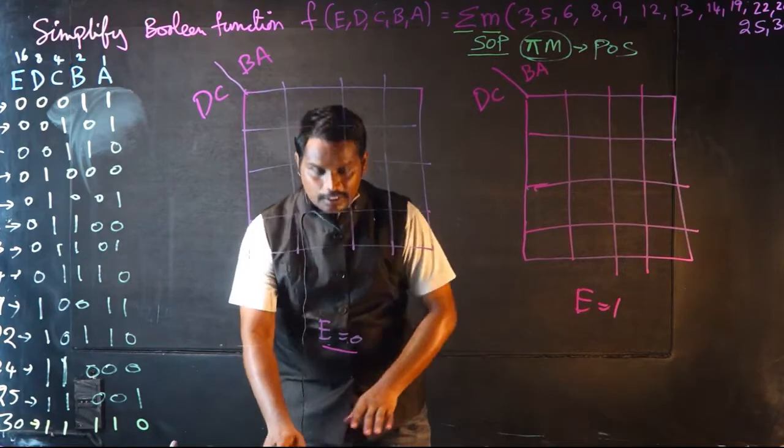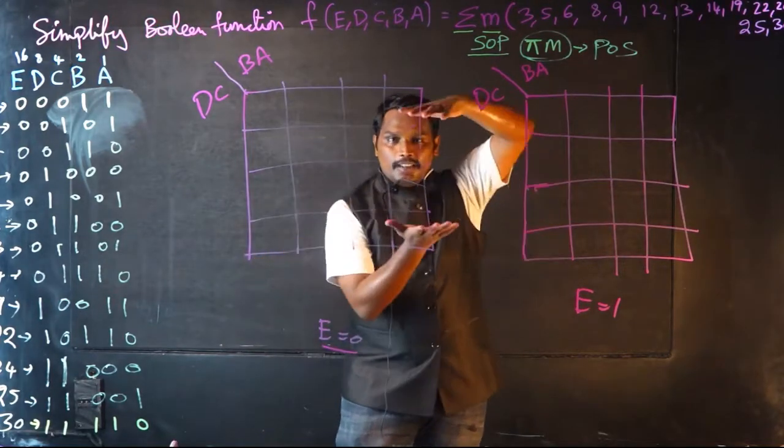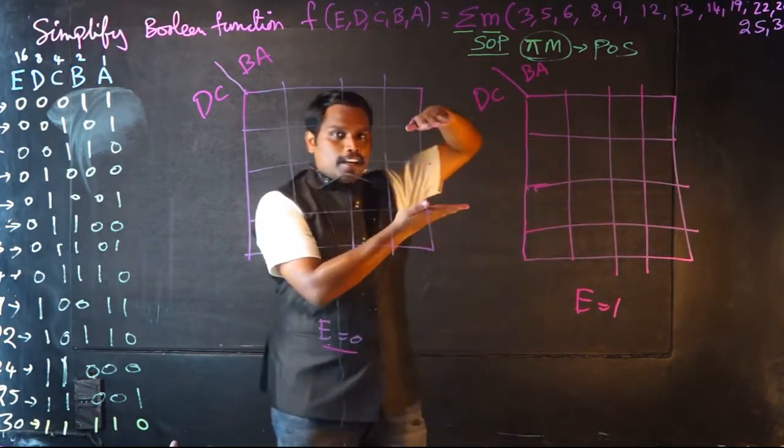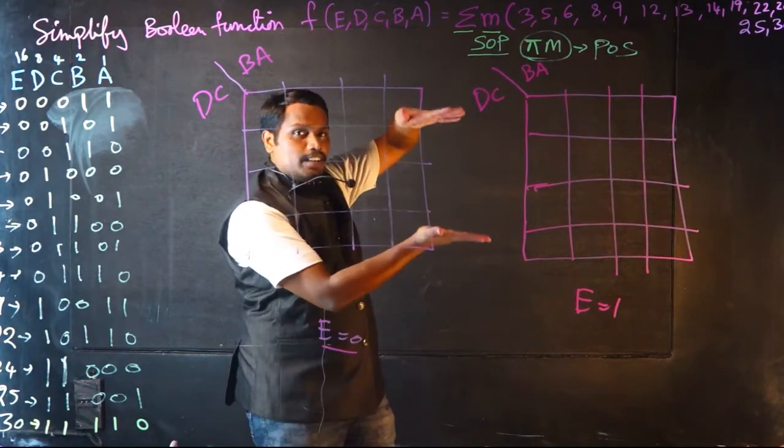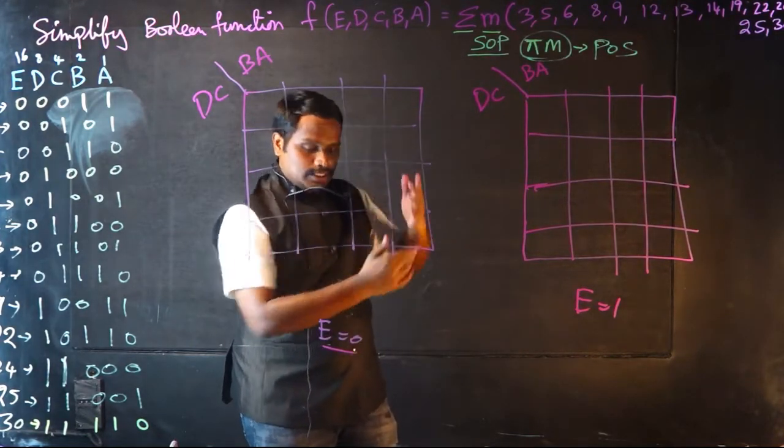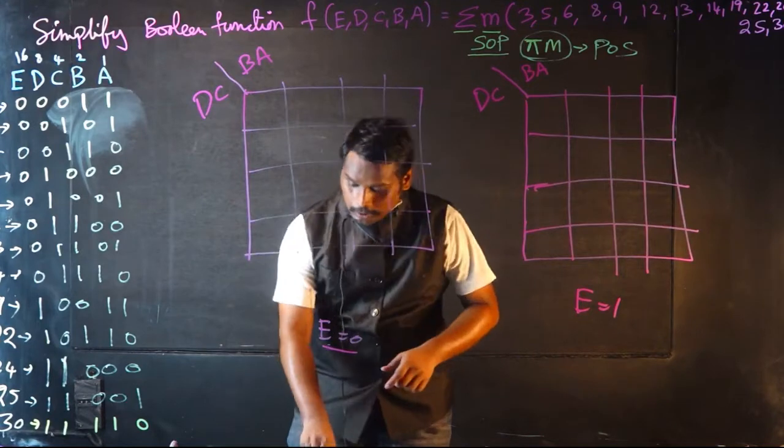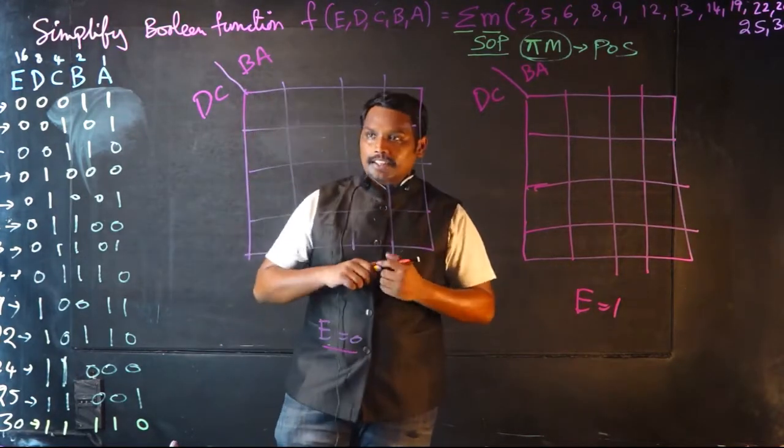For a 5 variable Karnaugh map, you remember that this is like a mirror image. So this Karnaugh map and this Karnaugh map will be like mirrors. It will have a shape. So we'll see the positions of these particular Karnaugh maps.